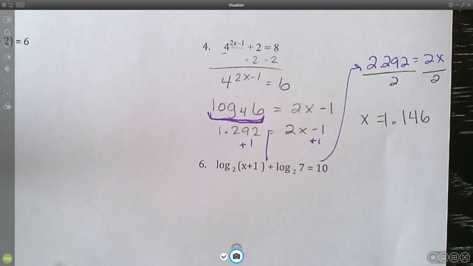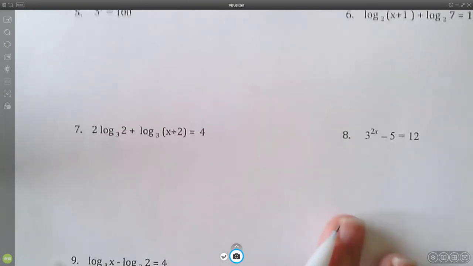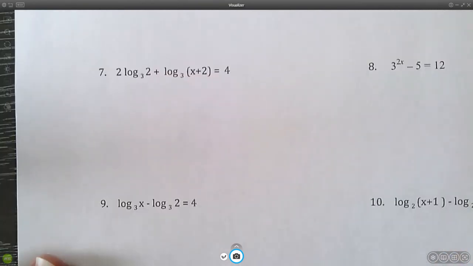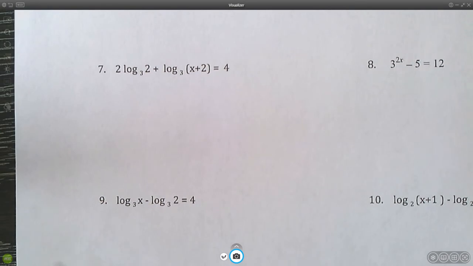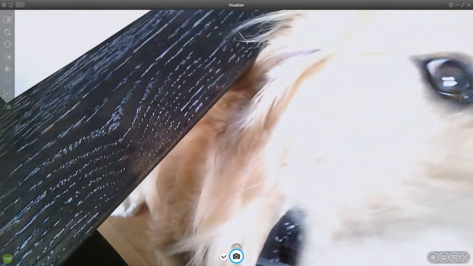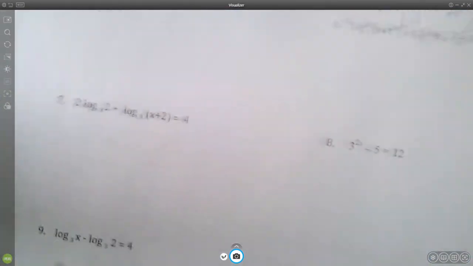Let's look at, okay, let's do 7. No, there's my dog. Here's my dog. Say hi, Riley. Okay, go away.